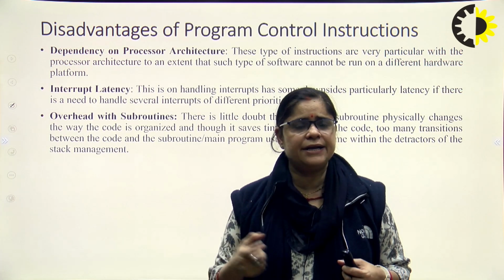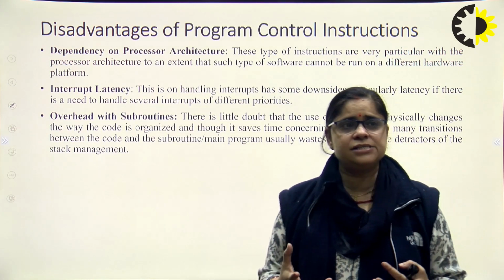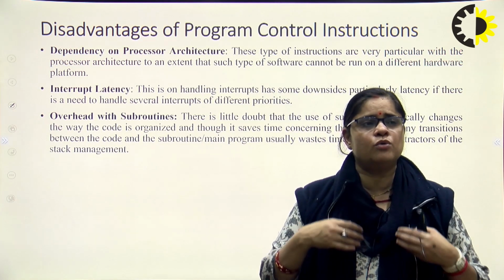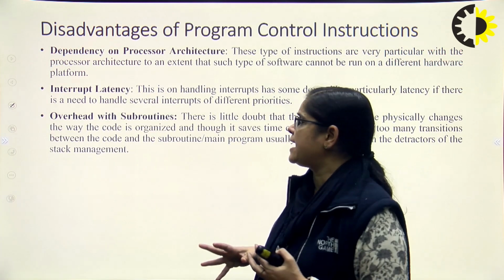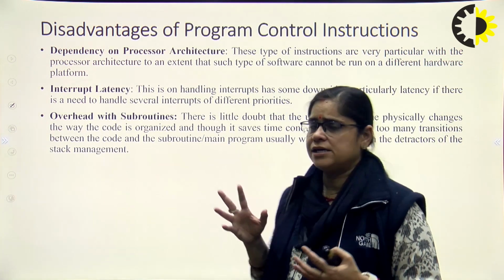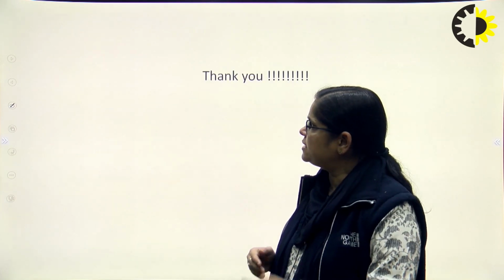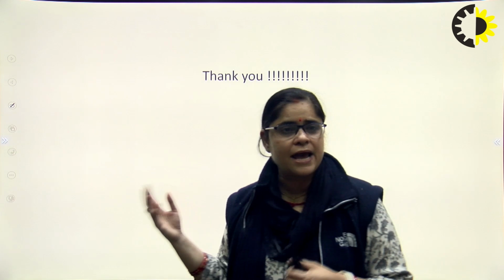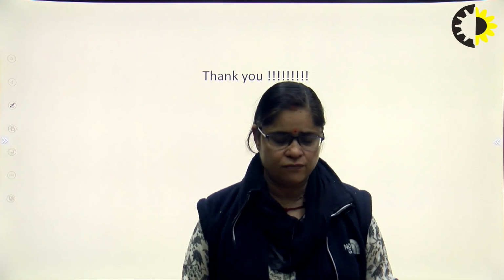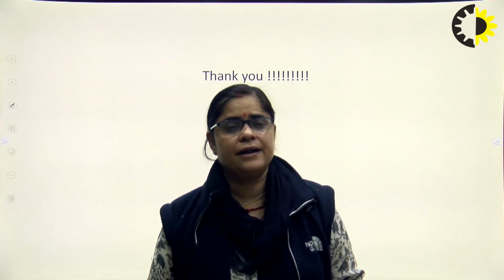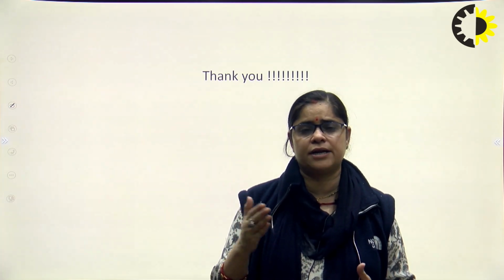Now, there is some doubt when we are using subroutines about how the code is organized and how we are saving time. Too many transitions between the subroutine and the main program normally waste time, along with the stack management. So these are the disadvantages of program control instructions, right? This is what I have explained: what program control and program control instructions are, what the types are, what the advantages are, and what the disadvantages are.